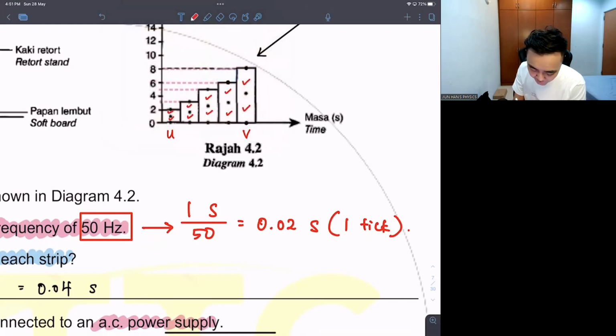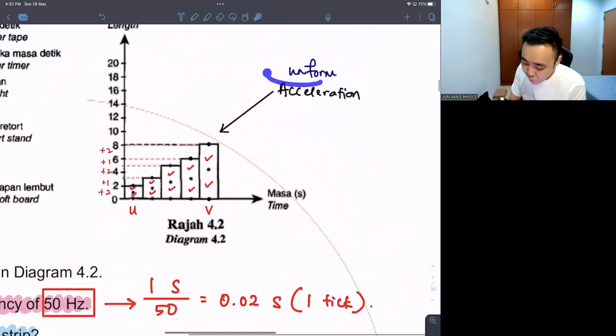At first plus 2, then plus 1, then plus 2, then plus 1, then plus 2. Of course, you say, got pattern, man. No, this one is not considered a pattern. You want to say uniform acceleration, you know what is needed? The length is supposed to increase by the same amount, like plus 2, plus 2, plus 2, plus 2. Sorry, you want a constant acceleration, so plus 1, plus 1, plus 1, plus 1. Cannot say plus 1, then plus 2, then plus 1, then plus 3, then plus 5. This one, yes, we are getting faster, and that is all.